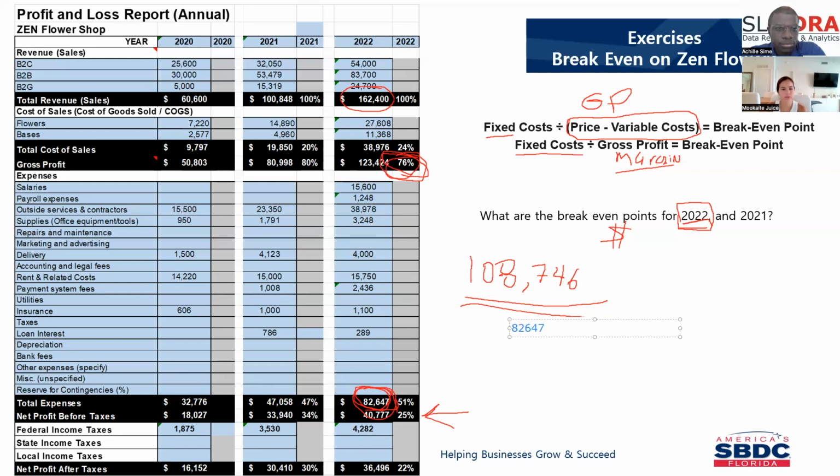82,647 divided by 0.76, or 76%, sorry, will give you 108,746. Okay, that is in dollars.